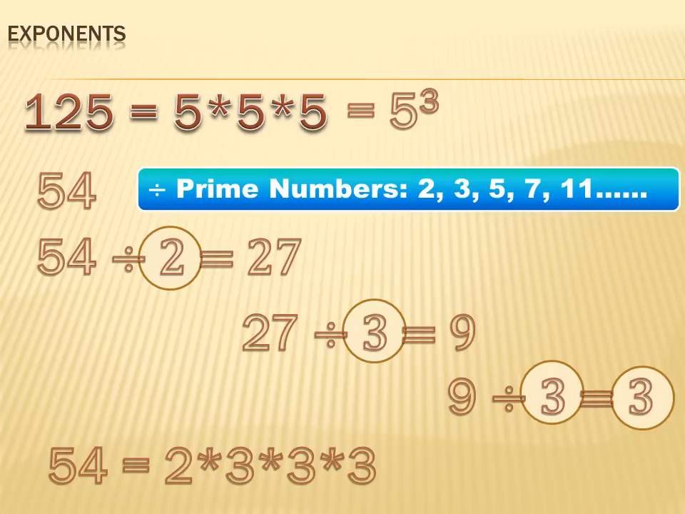And I could rewrite that because I've got 3 threes there. It's 3 to the 3rd power. So 54 equals 2 times 3 to the 3rd power.